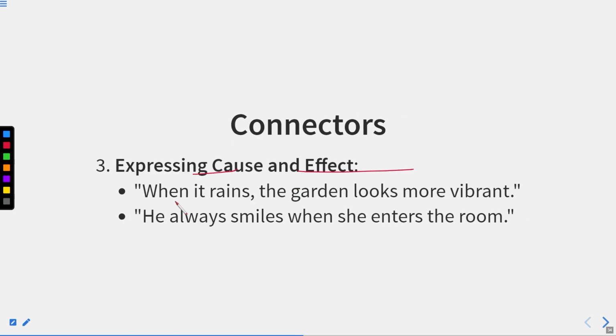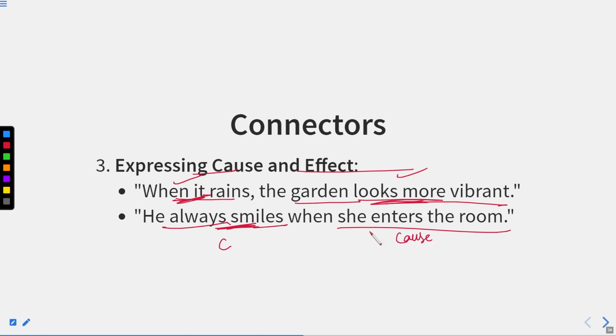Expressing cause and effect. When it rains, the garden looks more vibrant. So whenever it happens, this happens. So this is the consequence of this cause. He always smiles when she enters the room. So he always smiles. This is the consequence. And what is the cause for this? The cause is that she enters the room. And this is the consequence, or you can say the result, or the effect. So what is the effect of her entering the room? That he always smiles.